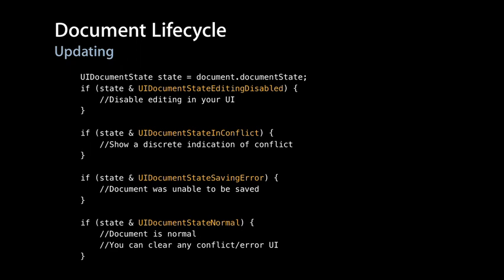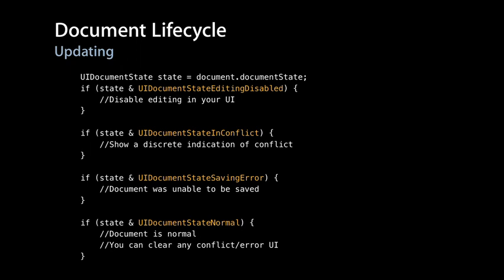You also have UIDocument state in conflict. This is what you're going to see whenever you have a change you've made to a local document combined with a change made to the same document on a different device, and in the case that iCloud wasn't able to automatically rectify these differences. In this case, you're going to get a copy of both of these files on disk, and you have the opportunity to help the user pick which one they want to use.